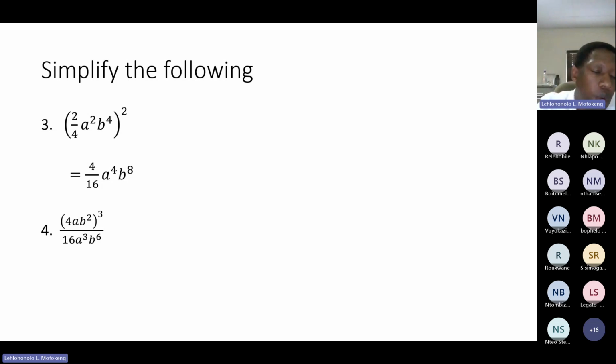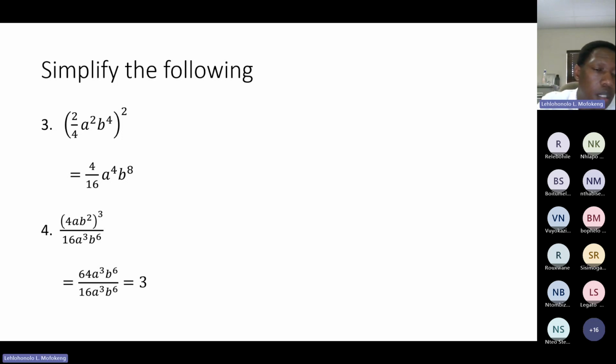Exponent for 4 is 1. So if you raise 4 to exponent 3, the answer will be 4 to exponent of 1 multiplied by exponent of 3, which will give us 3. So we are having 4 to exponent of 3, which will give us 64. And then we also have to raise a to exponent of 1 to exponent of 3, and it will give us a to exponent of 3.